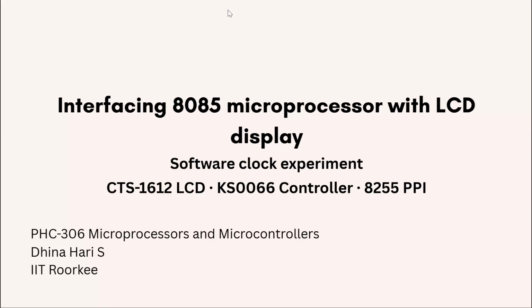Hello everyone. In this video, we'll be looking at the software clock experiment, which has three components working together: the 8085 microprocessor, an LCD display module, and a programmable peripheral interface chip, which is the 8255. In this experiment, we haven't used any kind of timer or counter or a software clock directly. Instead, we have used the LCD display and the internal timing mechanism of the 8085 microprocessor to create a software clock.